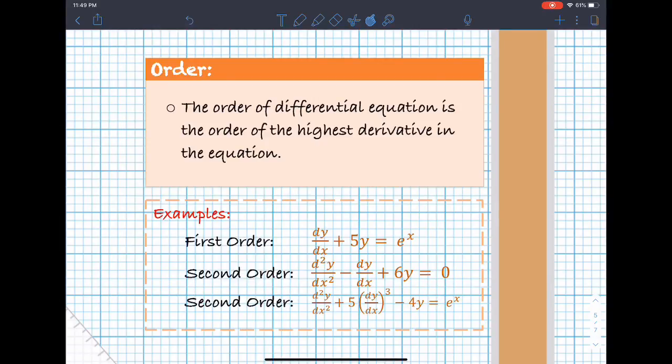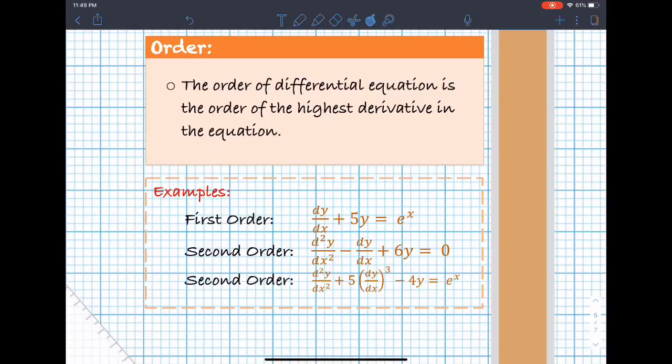While the second example says the second derivative of y with respect to x, minus the first derivative of y with respect to x, plus 6y equals 0. There are two derivatives involved here: dy/dx, as well as the second derivative of y with respect to x.